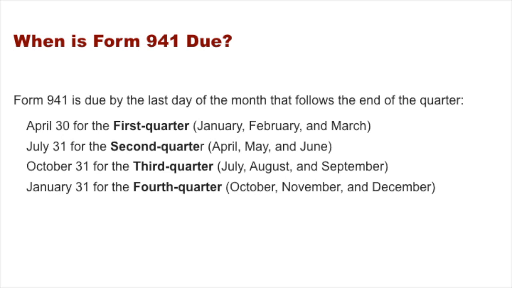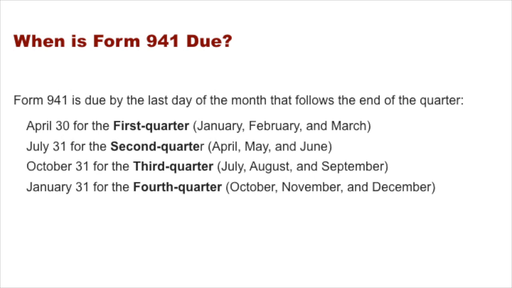Now we are talking about the due dates for the Form 941. As we know, the 941 is a quarterly return, so for the first quarter, which ends in March, the due date is April 30th. For the second quarter, which ends in June, the due date is July 31. The third quarter ends in September and the due date is October 31. And the fourth quarter ends in December and the due date is January 31.